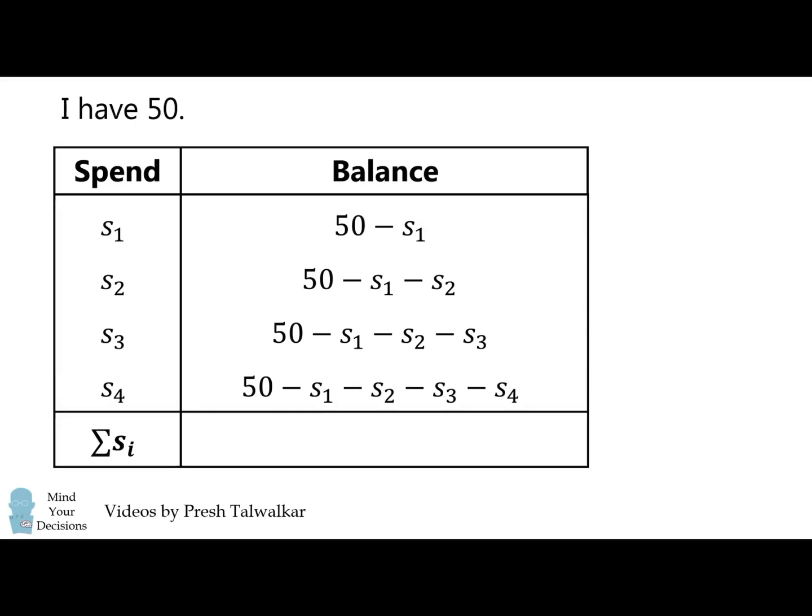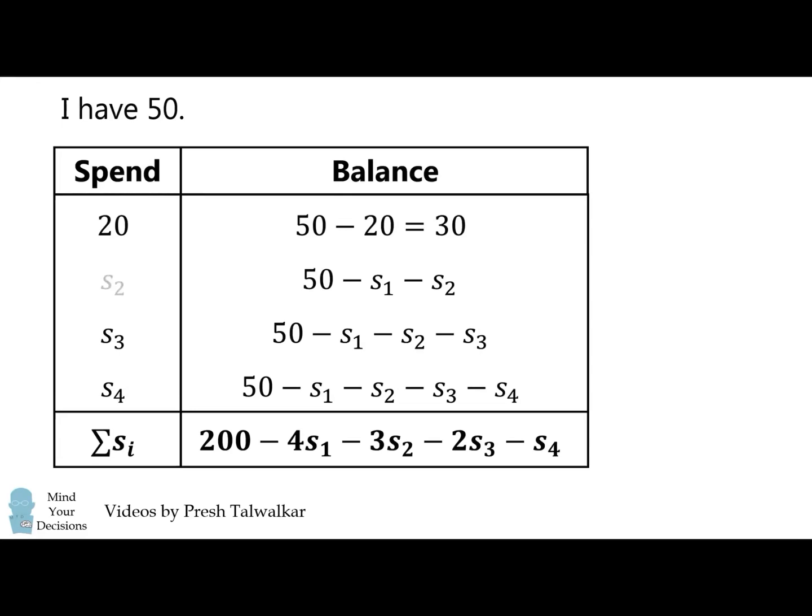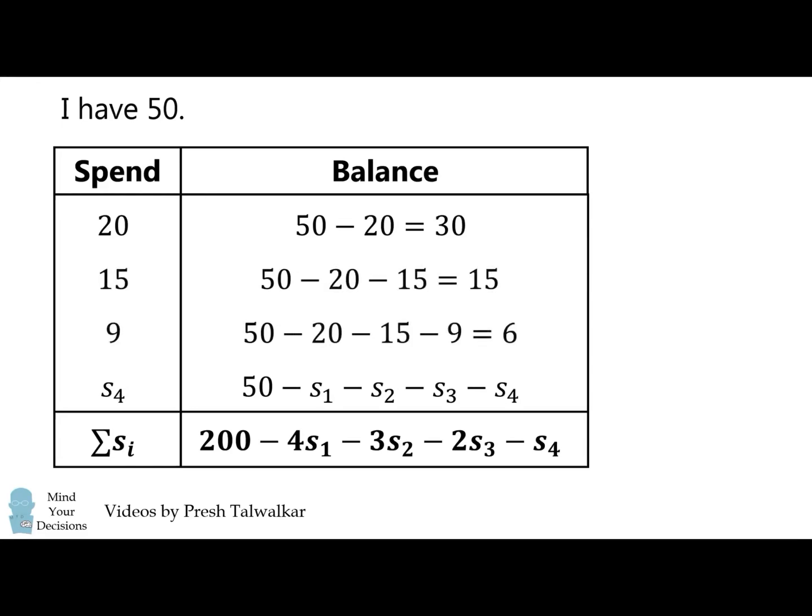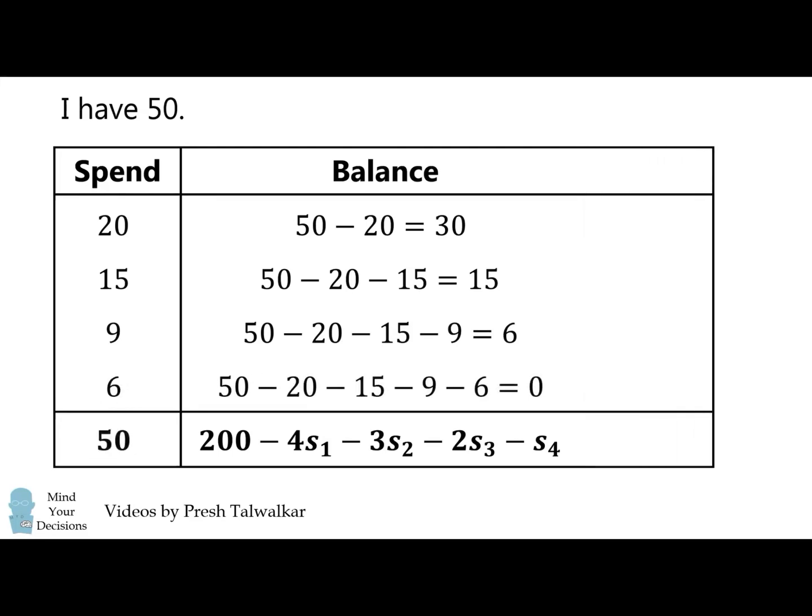And now the total amount in the balance column will be this function: 200 minus 4 times S1 minus 3 times S2 minus 2 times S3 minus S4. If we put in the amounts from the original problem, we can see what the result is for each of these columns. So all of these numbers will actually be correct. The total amount in the spending column will be 50, but now the balance column, when we evaluate this function, we get a result of 51. And that's fine, it doesn't have to be equal to 50.